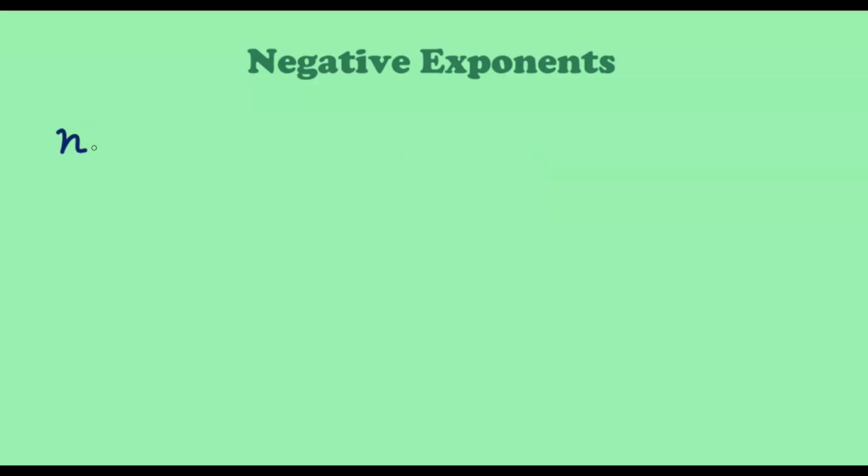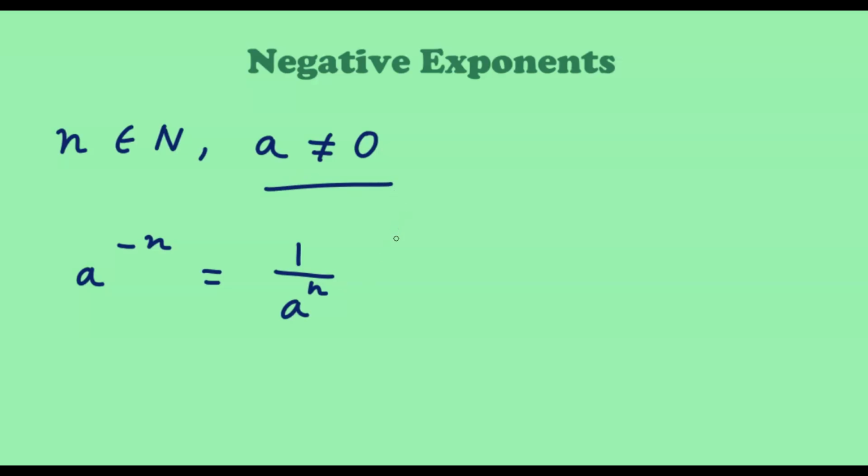Next, let us consider negative exponents. Let us consider any natural number n and any non-zero number a. Then a to the power negative n has the negative exponent negative n, and this is defined as being equal to 1 divided by a to the power n.